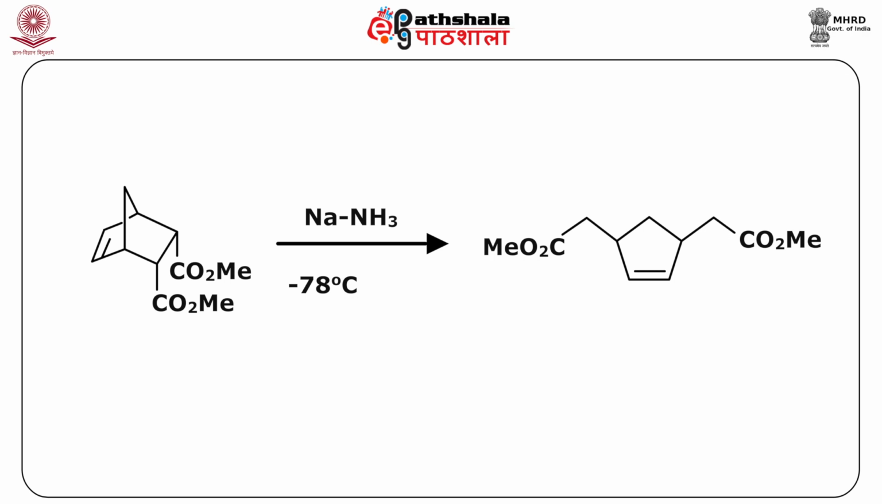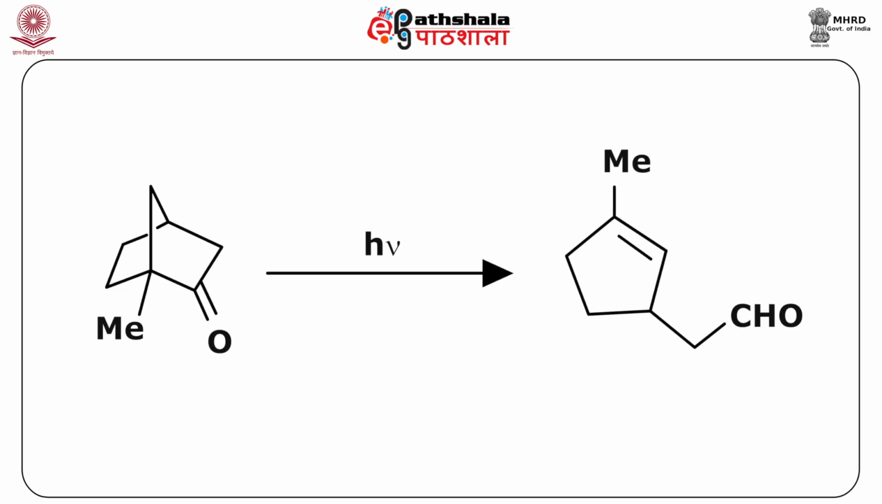For example, the carbon-carbon sigma bond in the succinic ester derivative of norbornane has been found to undergo cleavage when reacted with sodium and ammonia at -78 degrees temperature. This concept was used by Gassman and Creary to get the ring opening of a norbornene derivative to yield a cis-1,3 disubstituted cyclopentene derivative.